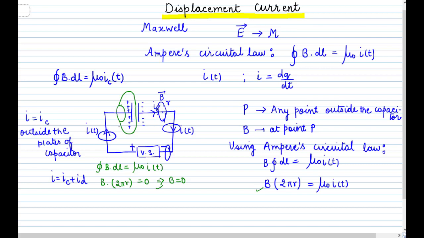Because if there is a varying electric current, a changing electric current which varies with time, then it will obviously produce a magnetic field. Simple physics: a changing electric field produces a magnetic field. So here the current is changing, so a magnetic field should be there. Everywhere the current is varying, so the magnetic field should be present.